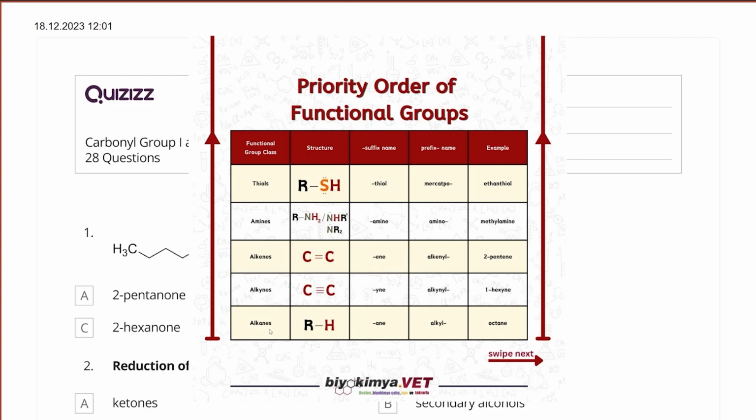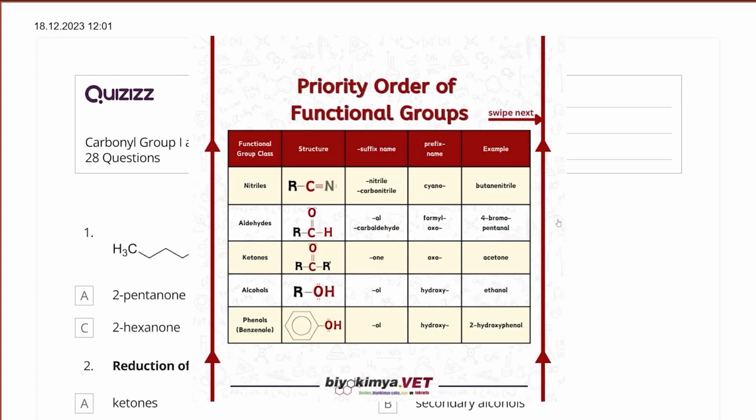And at the bottom, we have the alkanes. As you see, there is a simple structure of these functional groups, then the suffix names, prefix names, and some examples. We did hydrocarbons: alkanes, alkynes, and alkenes. We did amines, phenols, and alcohols, and after this we have the carbonyl group compounds. The one with the least priority is the ketones, then aldehyde, this is the pattern CHO, carbonyl group between two R's, and nitrile.